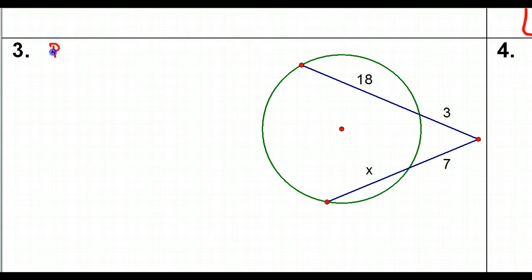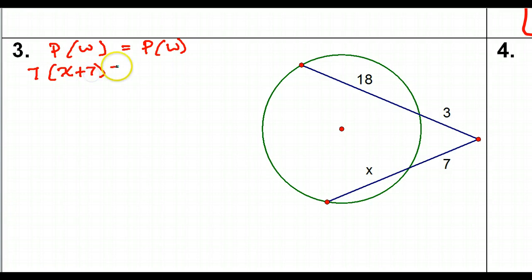So I set up to do part times whole is equal to part times whole. So it's going to be like this. The outer part, so I'll do this part first. So 7 is the outer part, and the whole would be x plus 7. Now part times whole with this segment, it's got to be the outer part, which is 3, times the whole. If you do 18 plus 3, that's 21.